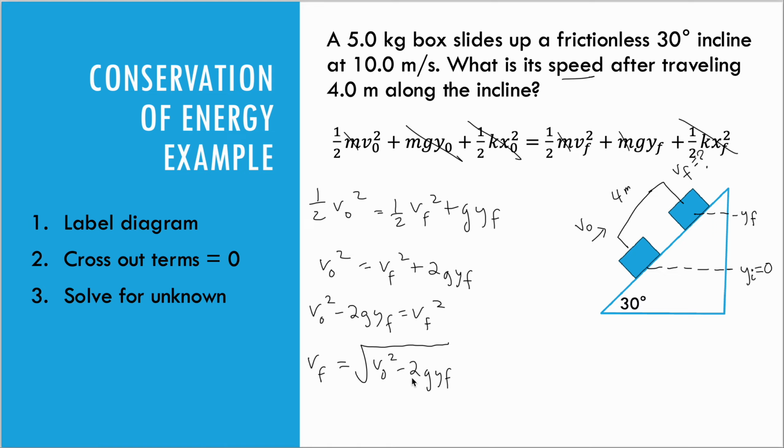Now, the one thing that we forgot to do is to solve for that final height. The final height is not 4. Height is measured relative to the initial height. Height is a vertical distance, so we need this vertical distance here.